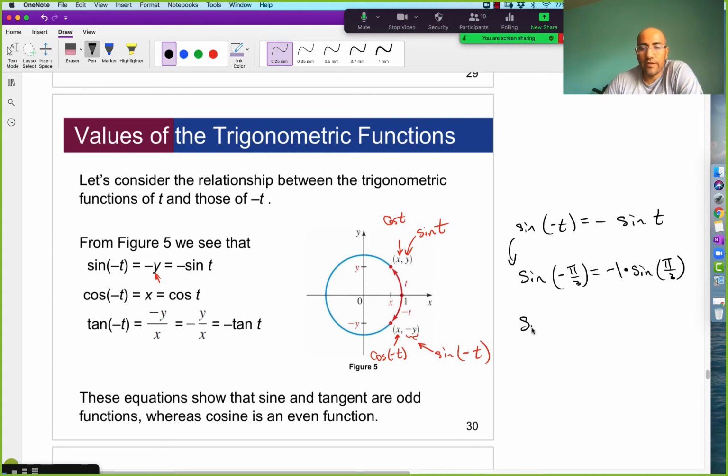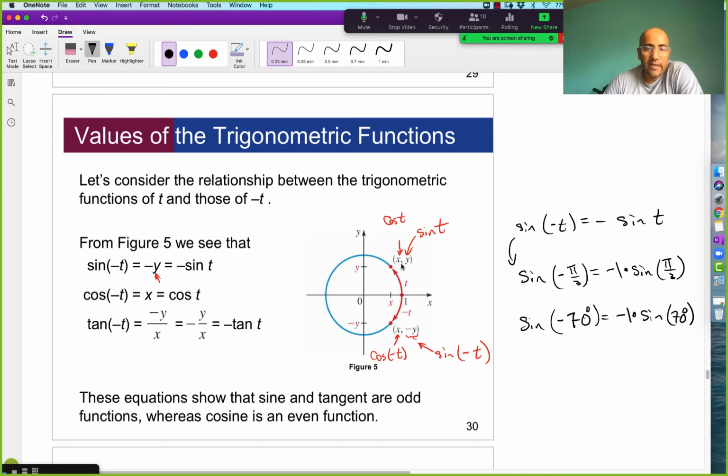In terms of degrees, this says that sine of negative 70 degrees is equivalent to negative 1 times sine of positive 70 degrees. Good. So this becomes a really useful shortcut, because if you don't want to find the sine of a negative number, all you have to do is find sine of its positive counterpart and then multiply the whole thing by negative 1.